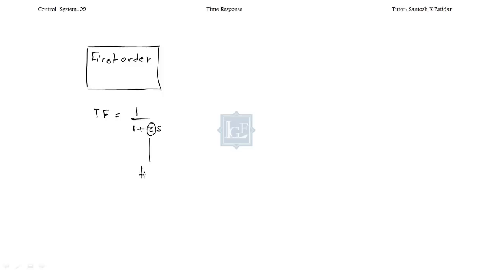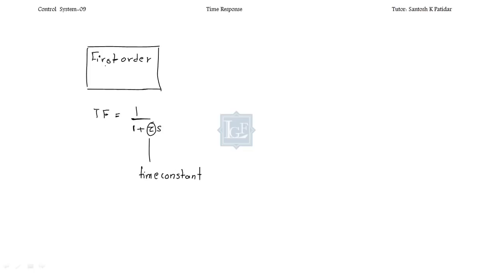So this is the control system, lecture 9. I have to start the second order system. In lecture 8 we discussed the first order system. The transfer function of the first order system, we have seen, was 1 divided by 1 plus tau s, where this tau is the time constant. Later we'll discuss what the time constant is, correct?